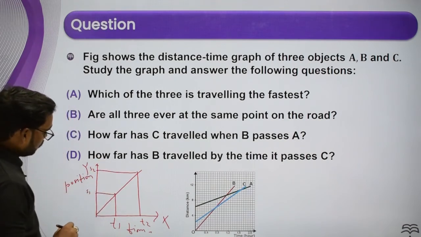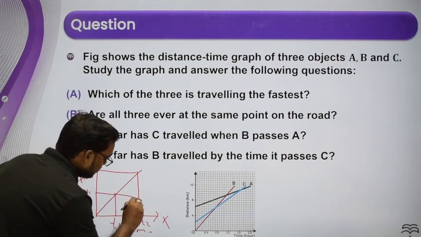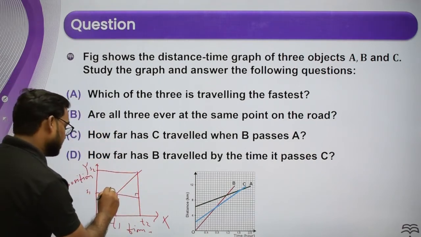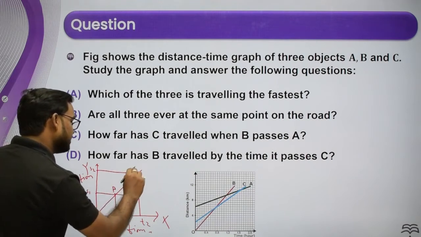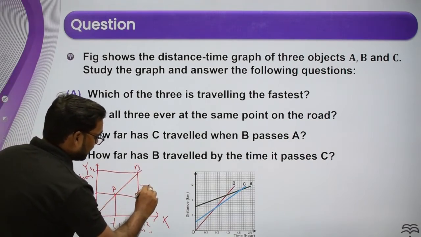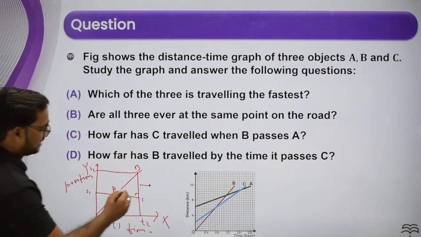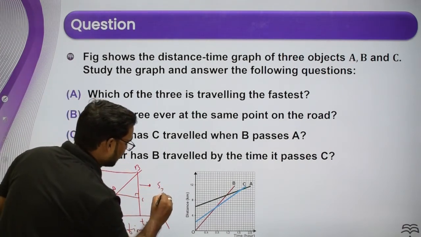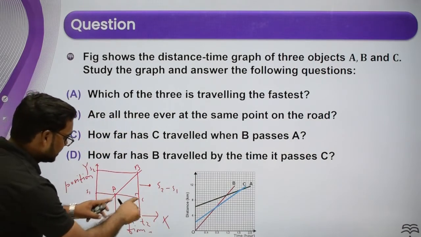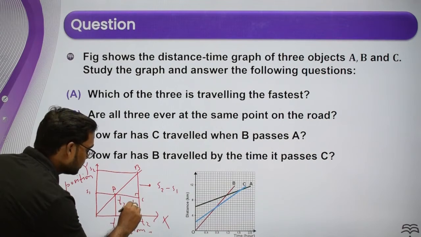Now if you want to calculate, you can draw the perpendicular. Suppose this is A and this is B. If you want to write the value of BC, BC is nothing but S2 minus S1. So you can write here, this is S2 minus S1. Okay. And what is AC? AC is nothing but the difference T2 minus T1.